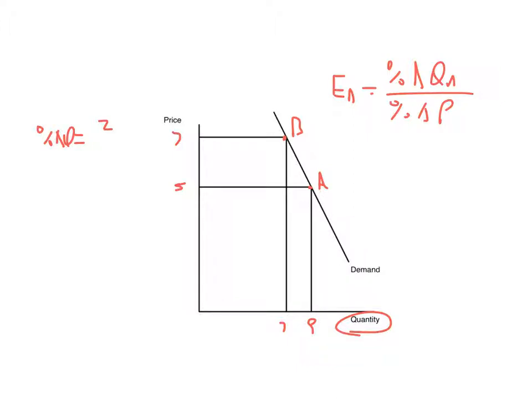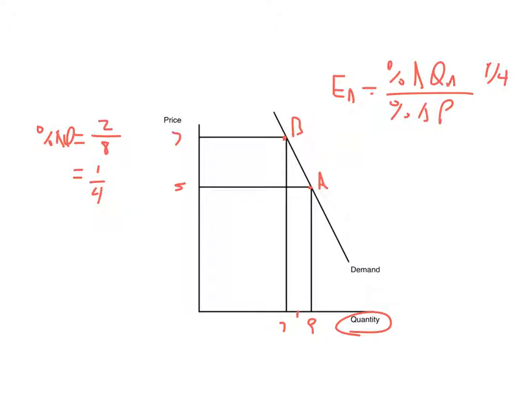And then we measure the midpoint, or we could just call it the average. The average of 7 and 9 is 8. 7 plus 9 is 16. 16 divided by 2 is 8. And so the average, or the midpoint for the quantity, is 8. This gives us a percent change in quantity of 2/8 or 1/4. So this is the numerator of our formula. Percent change in quantity is 1/4, or in decimal form that would be 0.25.